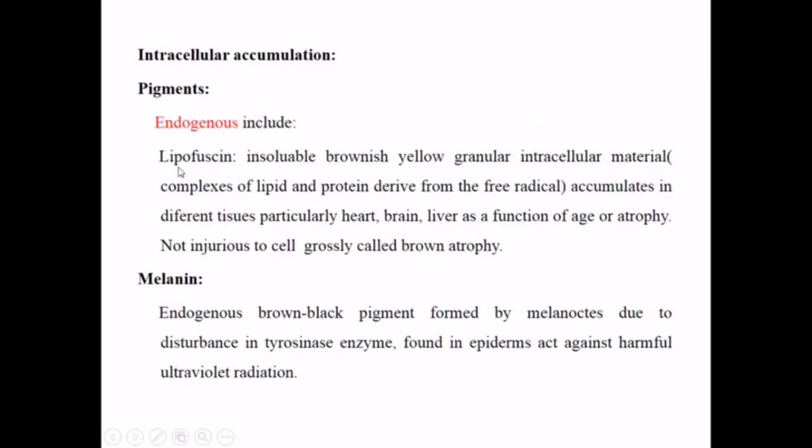Endogenous pigments include lipofuscin. This is brownish yellow, granular intracellular material, complexes of lipid and protein, accumulating in different tissues such as heart, brain, and liver. Melanin is an endogenous brown-black pigment formed by melanocytes through the tyrosinase enzyme, found in the epidermis, protecting against harmful ultraviolet rays.